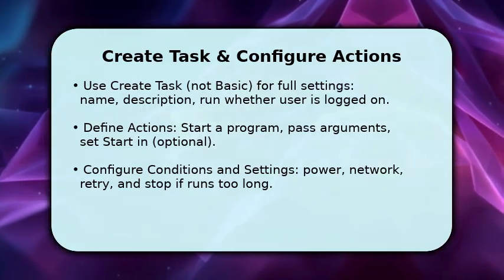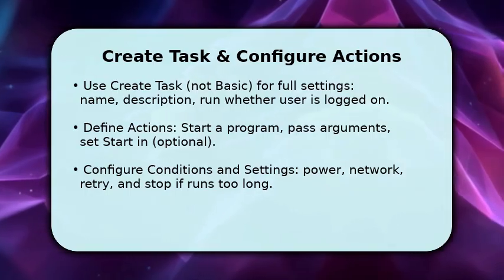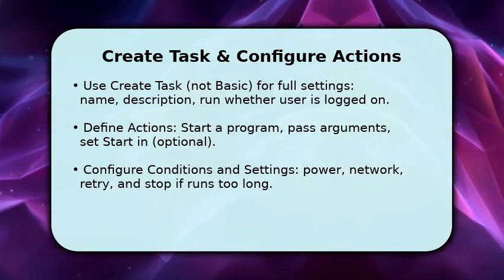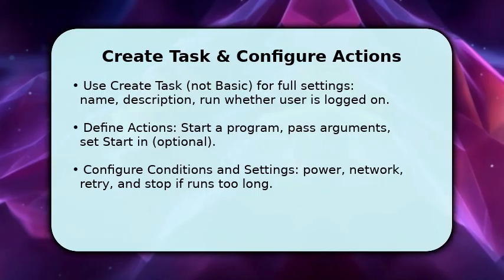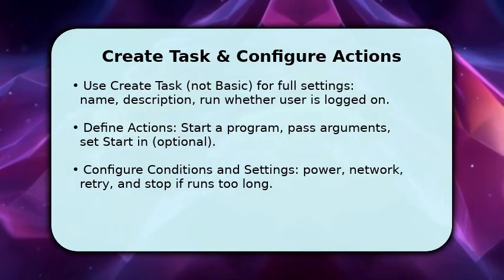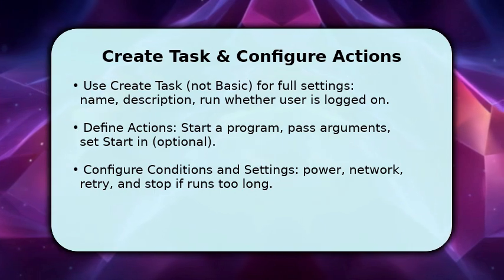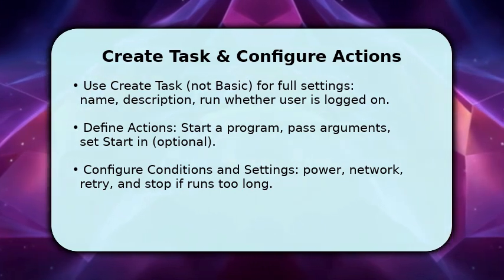Then, refine conditions and settings. Require AC power, network availability, set retries, and enable time limits. Once configured, double-check triggers and the principal before saving to avoid permission or timing issues.